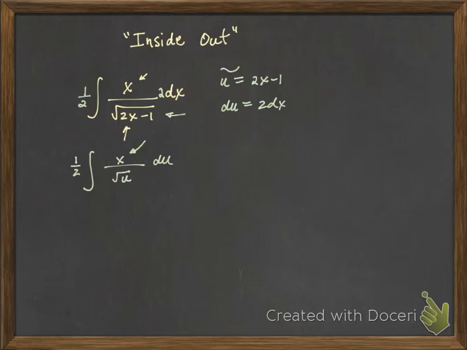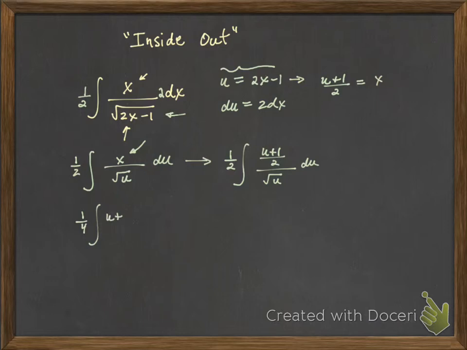So look right here. Since I let u be equal to 2x minus 1, I can solve for x, and that is (u plus 1) over 2 equals x. I just solved for x in terms of u. Okay, well then that means this expression is 1/2 times, what is my x? (u plus 1) over 2, all divided by the square root of u du. All right, I'm going to pull that 1/2 out. So now I have 1/4 (u plus 1), and instead of writing the square root of u, I'm going to write u to the 1/2 du.